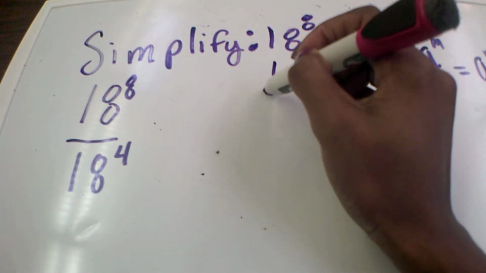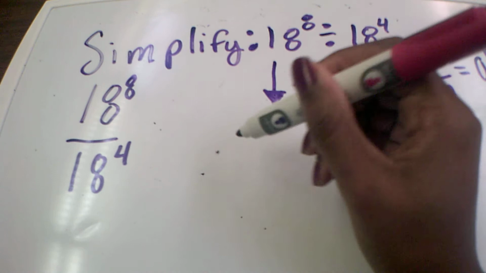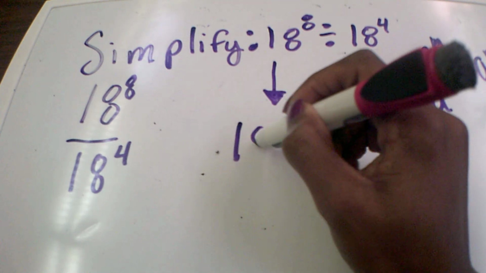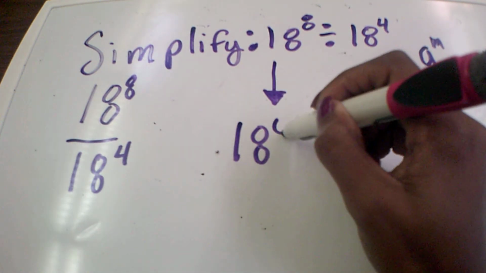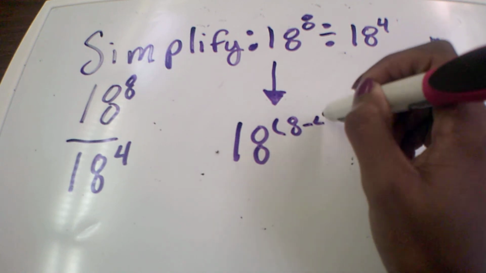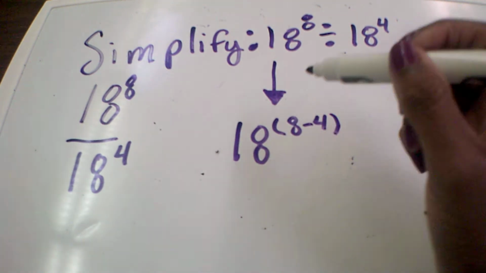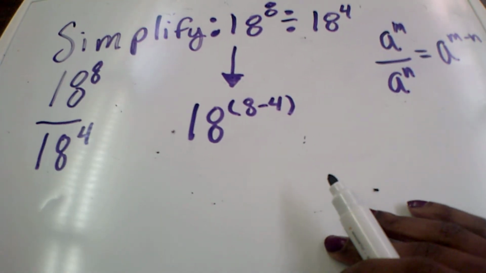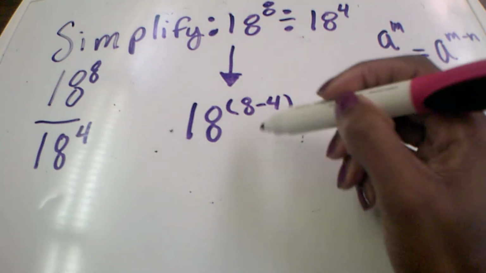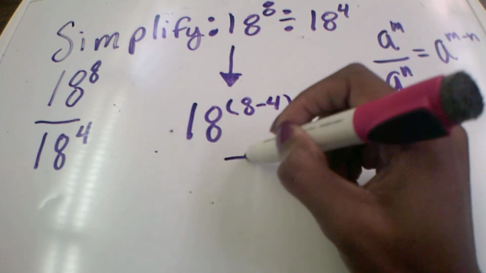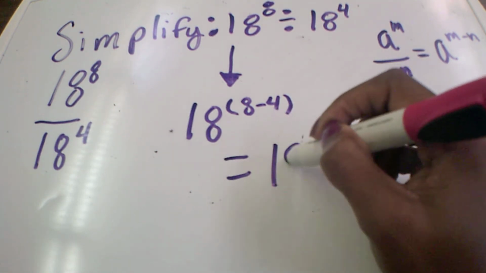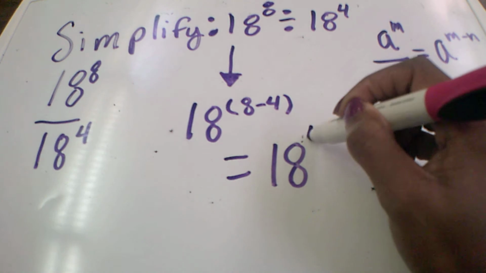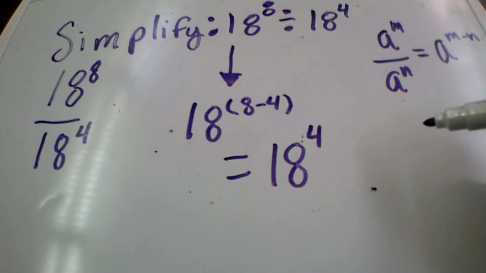Well, all we're going to do is subtract these exponents. We'll write our base down here, and we'll do the 8 minus 4, because even though we can do this in our heads, we want to write down all the steps to make sure that we are following all the steps correctly. So 8 minus 4 is what? You guys know that because you're so smart. 18 to the 4th power. This was a really easy one, and this was question number 2 on the quiz.